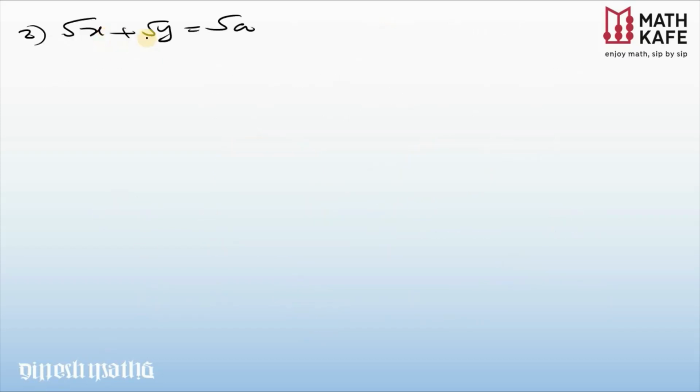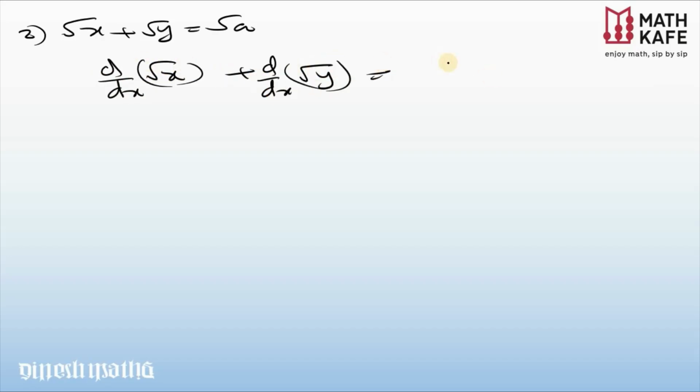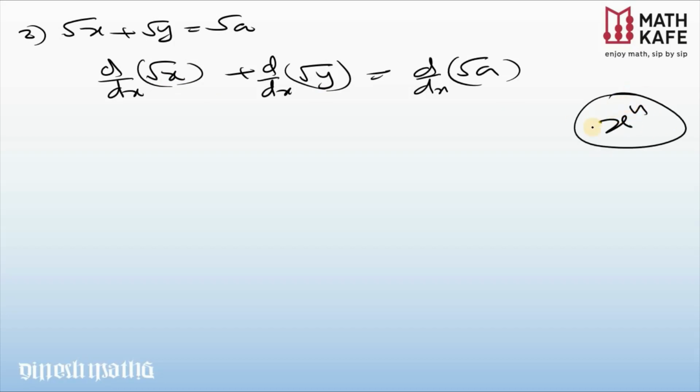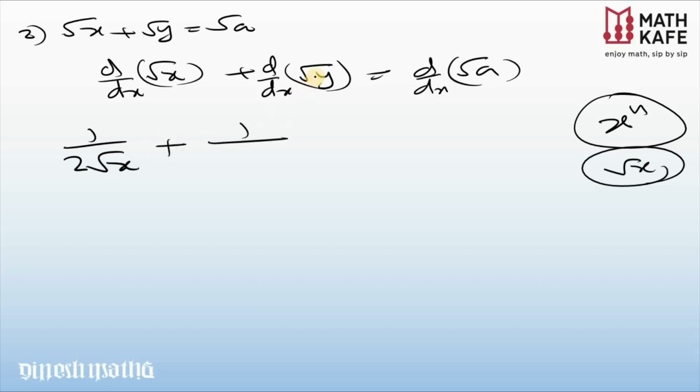Suppose the question is root x plus root y equal to root a. As I said, we are differentiating each term: d by dx of root x plus d by dx of root y equal to d by dx of root a. Hope you remember the derivative of root x. Please don't think that every time I will apply the formula x raised to n and get the answer. Please no. Remember, the derivative of root x is always 1 by 2 root x, then plus 1 by 2 root y.